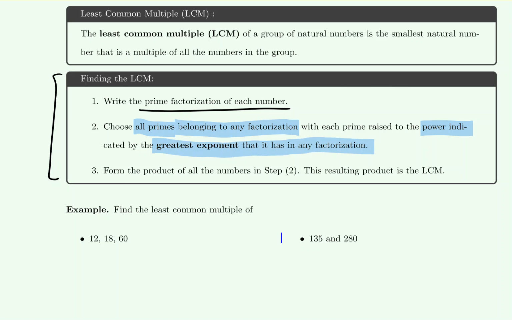So it's kind of switched. For the greatest common factor, you choose the least exponent that occurs to all the common primes. But for the LCM, you choose the greatest exponent that occurs on any of the primes in any of the factorizations. We'll begin this by looking at the least common multiple of 135 and 280, following these steps.